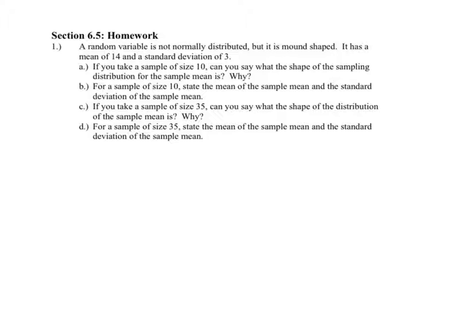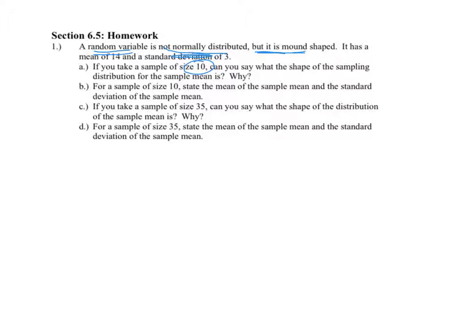And we know that, well, they aren't telling us what this is, but there's some random variable that is not normally distributed, but it is mound shaped. So that's telling us it's symmetric, right? And unimodal. Now, for a sample of size 10, I probably ought to go look at the answers and see what they're saying. But here's what I'm thinking. We don't know that the parent population is normal. In fact, they're telling us it's not normal, but they are telling us that it's mound shaped.